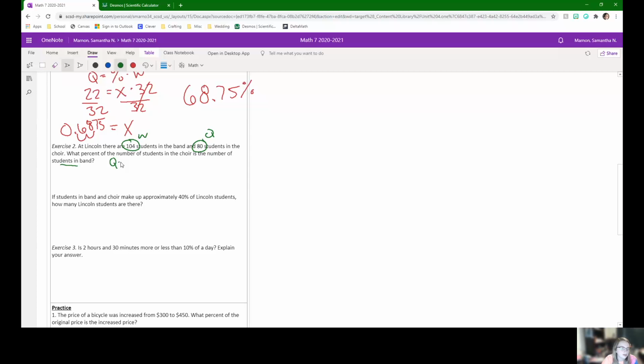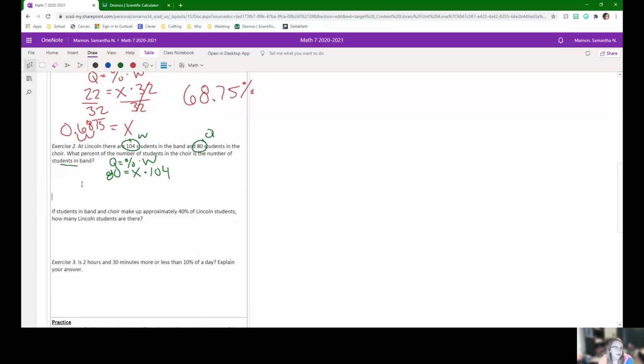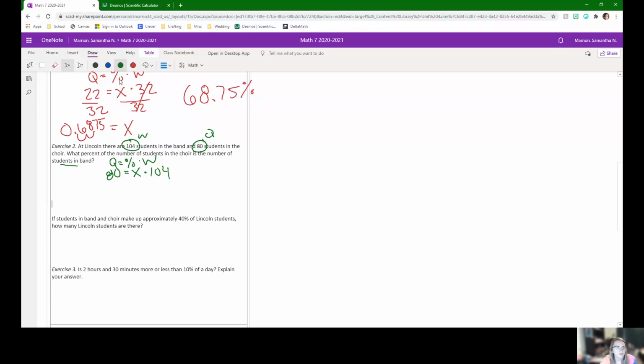So if we have quantity equals percent times whole, we're going to have 80 equals some mystery percent times 104. So now we have the setup. If you can solve it on your own, solve it on your own. If you need help, keep watching. So now, because this is a times 104, and we want to get x by itself on one side and a number on the other side, we're going to divide by 104. And we're going to do that on both sides to keep everything equal and in balance.